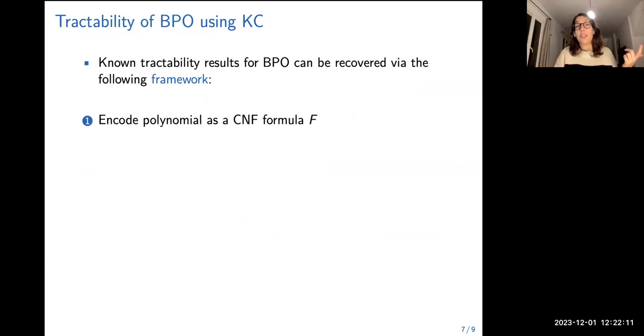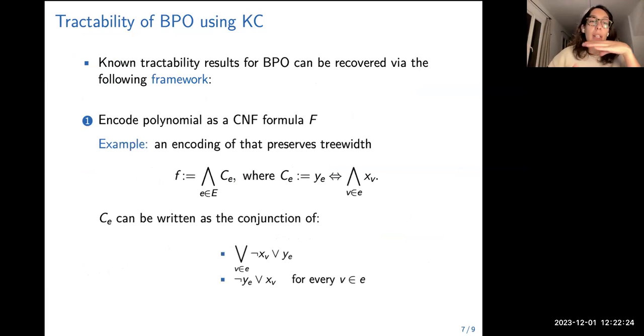The first step is to encode the polynomials as CNF formulas that have some good properties that you can then exploit. Immediately, this encoding is not unique. Very briefly, the easiest way in which you would encode the structure of your polynomial would be this one. But just very quickly, this encoding works to preserve the treewidth property. However, it does not work for beta-acyclicity. For that, you would need another one.